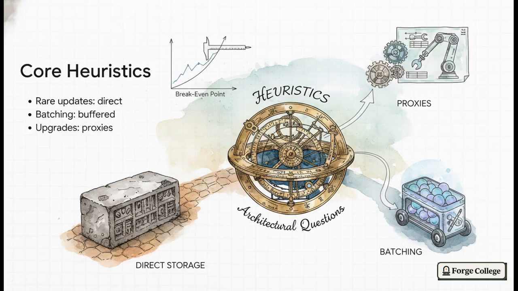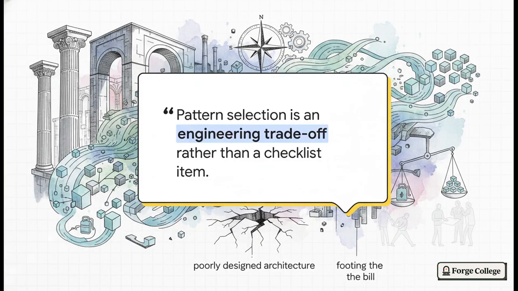Do you absolutely, unequivocally need to upgrade this contract later, or are you maybe just trying to look clever? If you truly need it, map out your proxy patterns. And above all else, I cannot stress this enough. Always measure that break-even point in your test environments. As the quote goes, pattern selection is an engineering trade-off rather than a checklist item. A master architect knows that every single decision shifts the cost profile. You are constantly balancing per-call gas execution against cumulative long-term state growth.